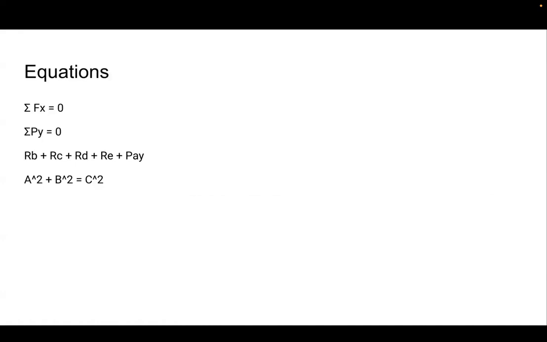Equations. The equations show us that we have to look for the equilibrium of our x and our P, which is our pay. We have to sum the resultant force of B, C, D, E, and our pay. The a squared plus b squared equals c squared is for our 2A horizontal, our C bar, and then our height, which is our B2 in the free body diagram. Slide.